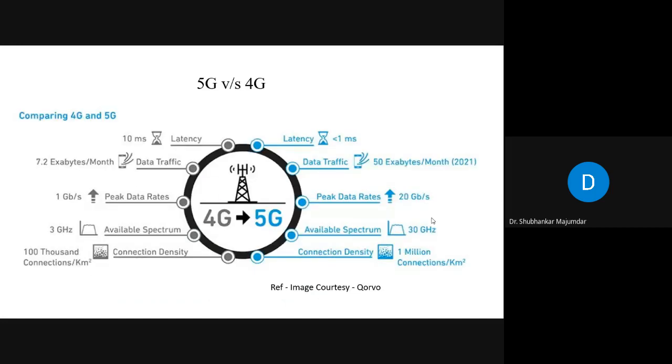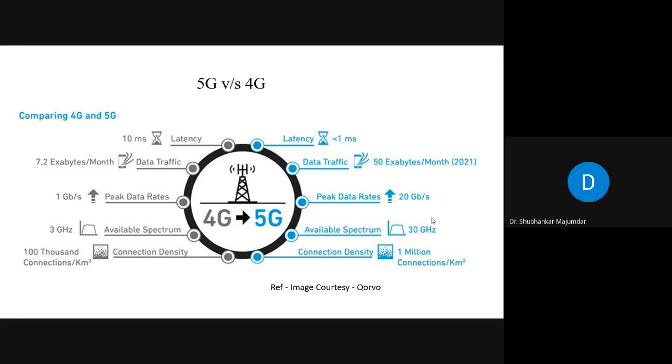Now, what is the difference between 5G and 4G networks? Basically, in a 4G network, the latency is much higher than 1 millisecond. Then data traffic is about 50 exabytes per month, peak data rates are like 20 Gbps, and the available spectrum is 30 gigahertz. So as you can see, it is increasing very high. 5G has transformed everything.